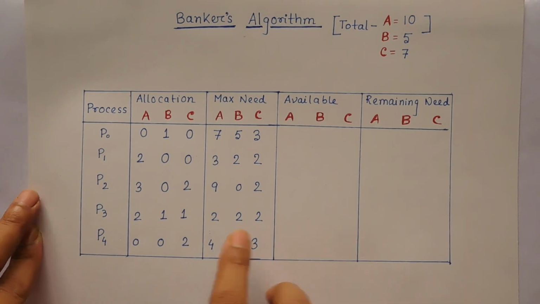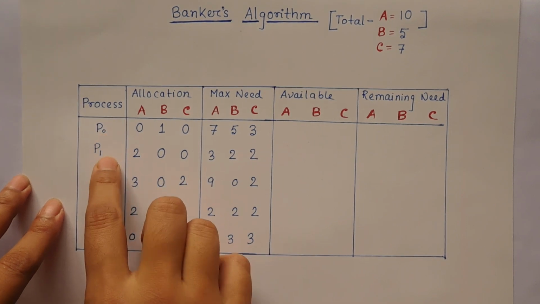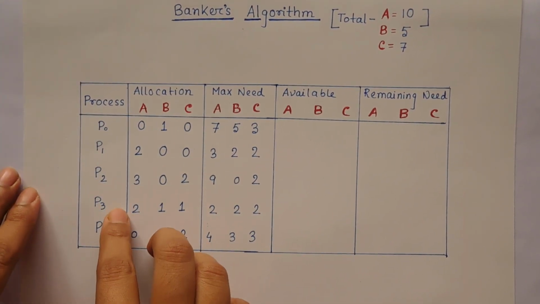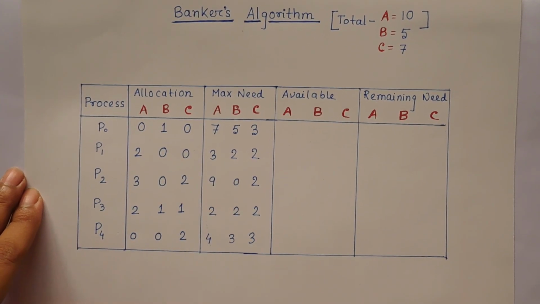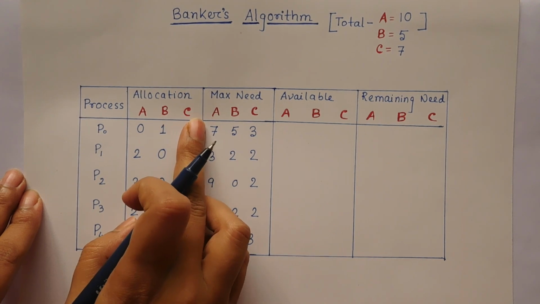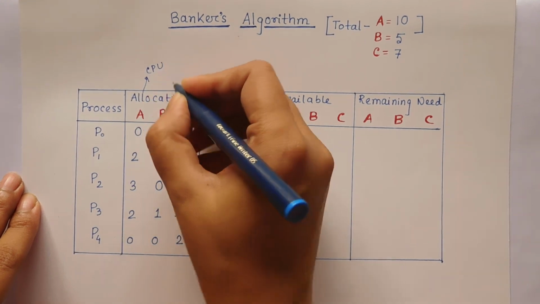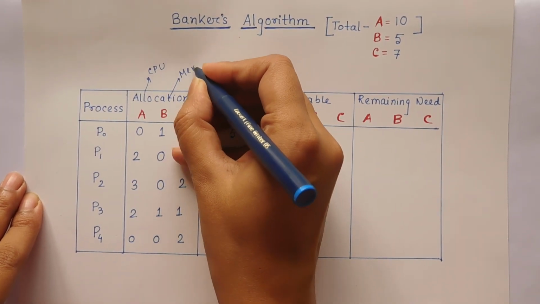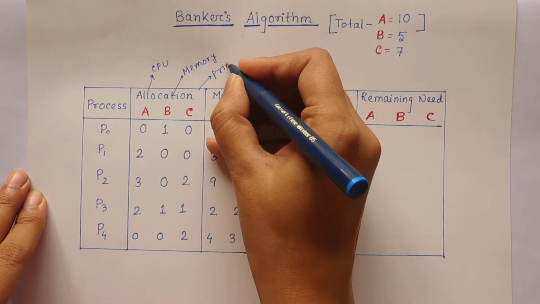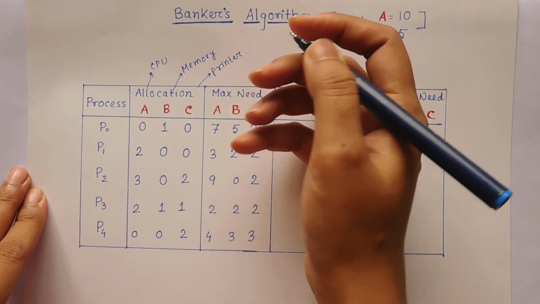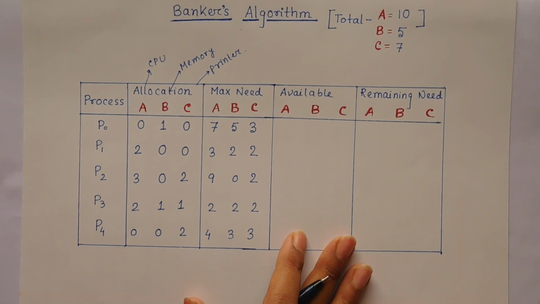So let's take an example and understand the algorithm. Consider a system with 5 processes: P0, P1, P2, P3 and P4. And there are 3 resources, suppose A, B and C. The resources may be CPU, memory, or suppose printer. Now suppose this is a scenario of the system at T0 time.